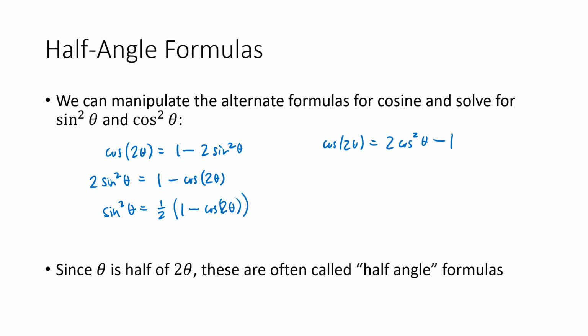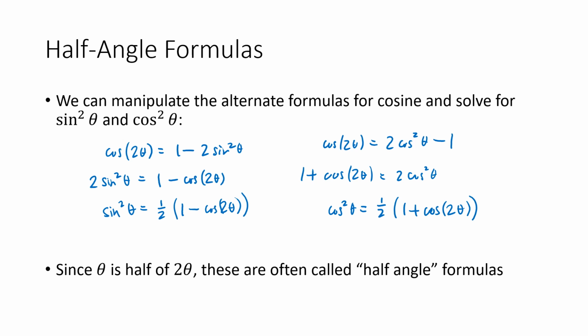And on the right formula here, I can just add 1 to both sides. So 1 plus cosine of 2 theta is 2 cosine squared theta. And then multiply both sides by 1/2. I get cosine squared of theta is 1/2 times 1 plus cosine of 2 theta. And because theta is half of 2 theta, we sometimes call these half angle formulas.